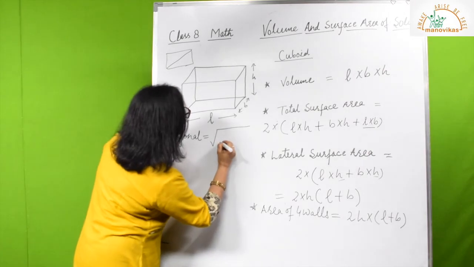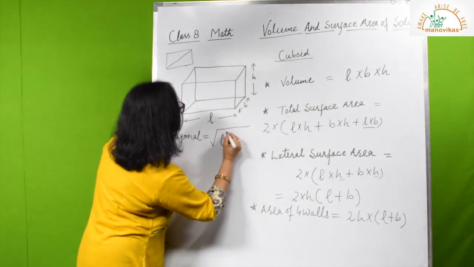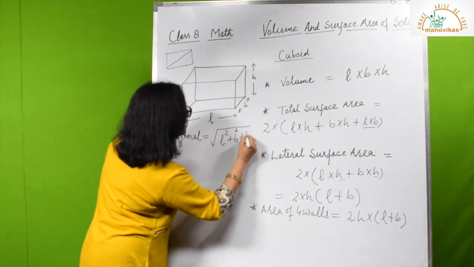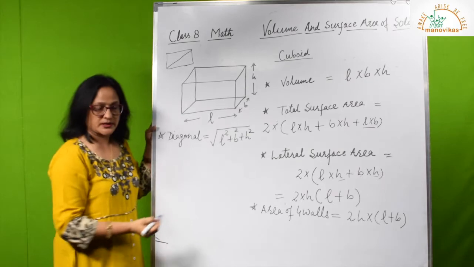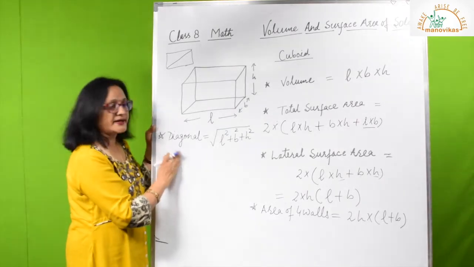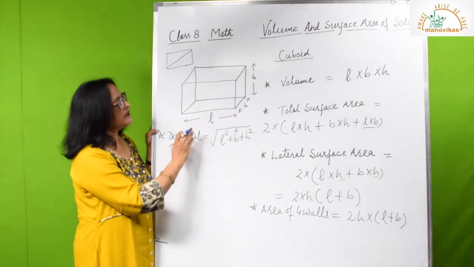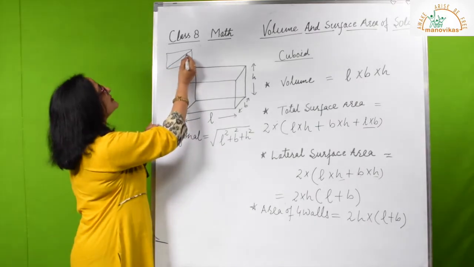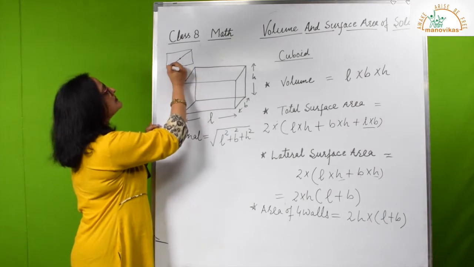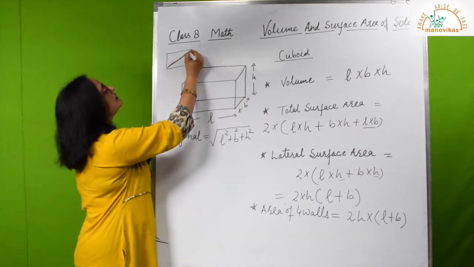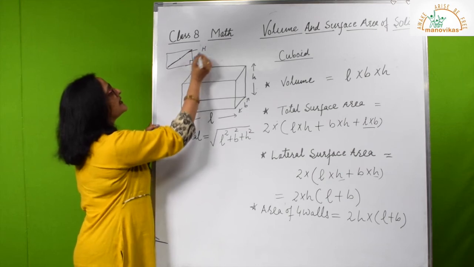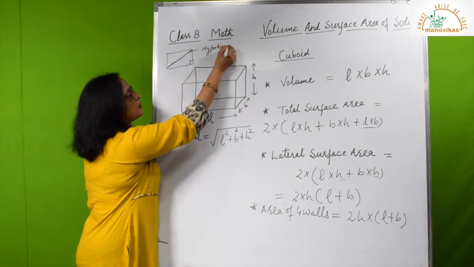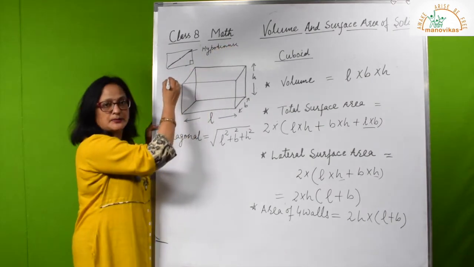So what is the formula for such a diagonal? Square root of L square plus B square plus H square. This formula you can use to find the diagonal or the longest pole that can be placed in a room. Here in a plane figure also, as you know, this diagonal is called the hypotenuse, because this is 90 degrees. And as you know, the hypotenuse is the longest side of any plane figure.